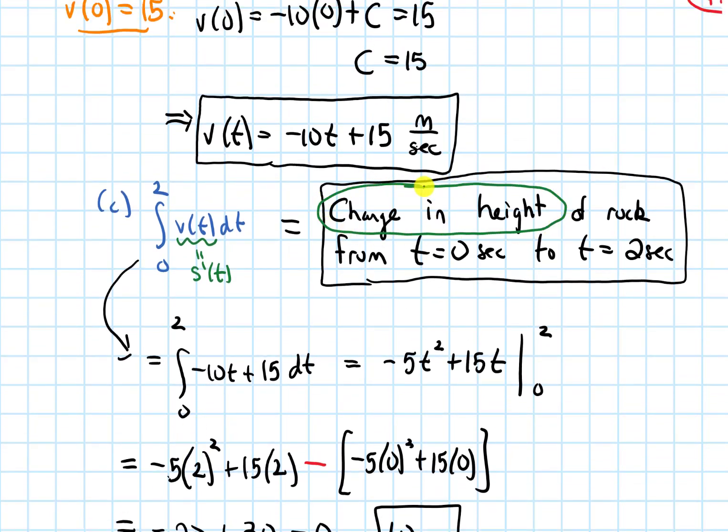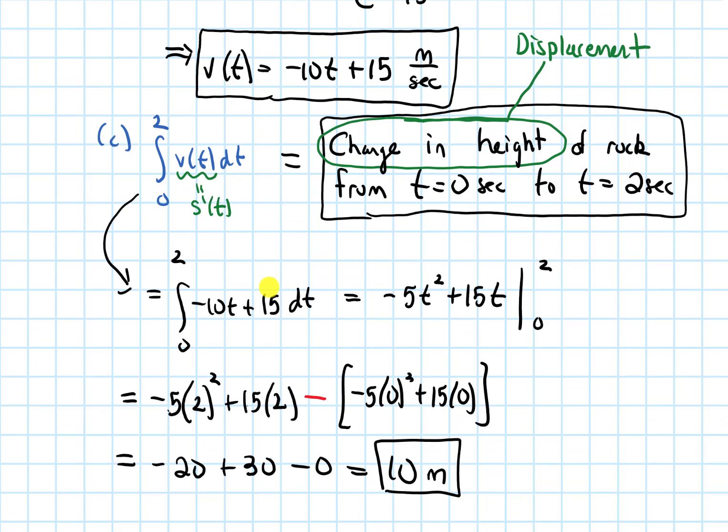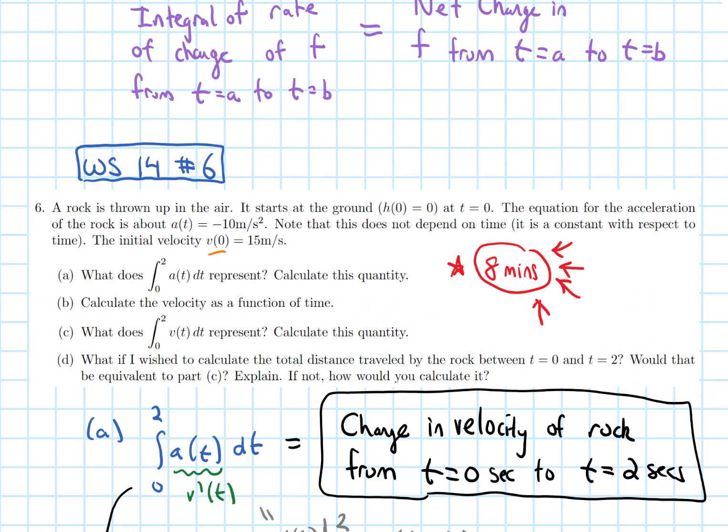Okay, one other comment I want to make about this is a change in position, or in this case it's the change in height, because our position here represents the height. This is called displacement. So part C is saying that the change in the height, or the displacement over this time interval, is 10 meters. In other words, the height at 2 seconds is 10 meters higher than it was at 0 seconds.